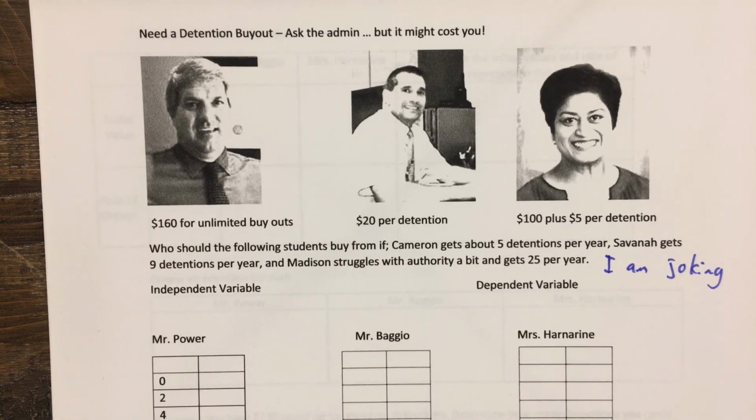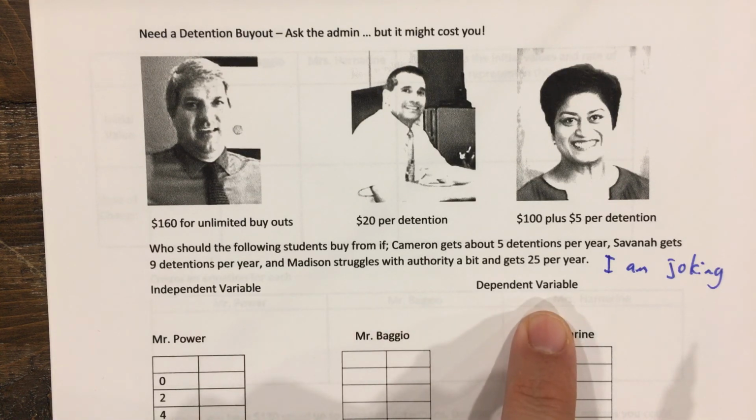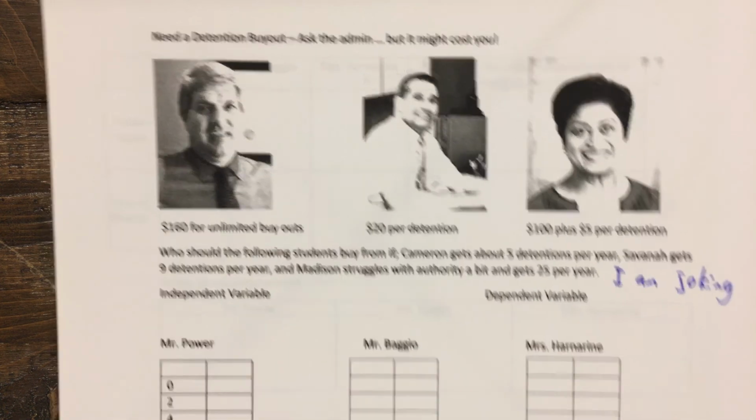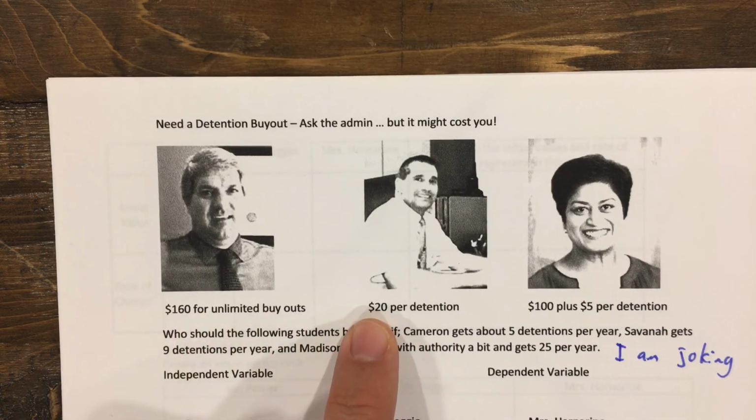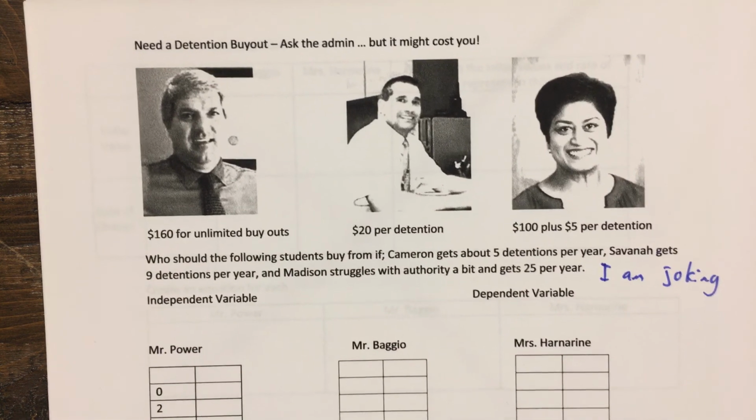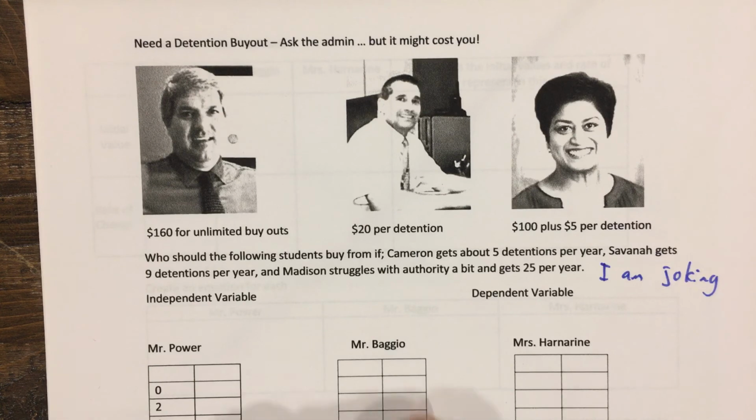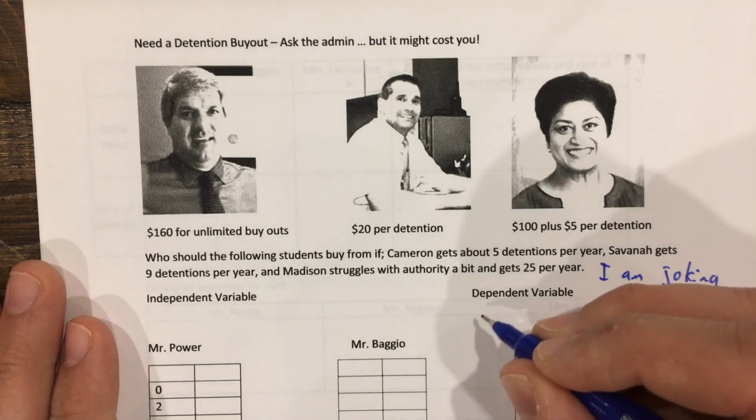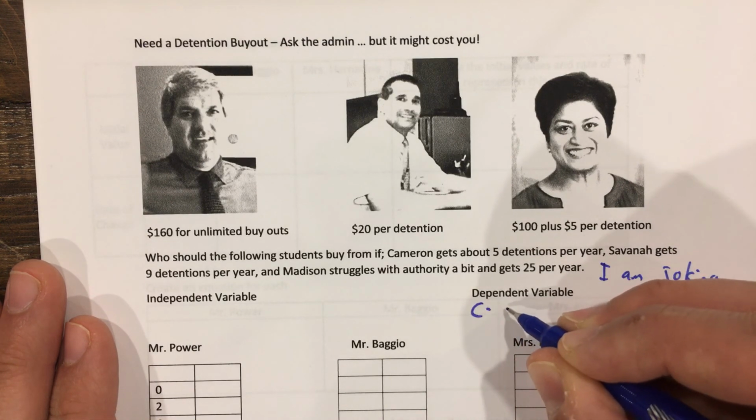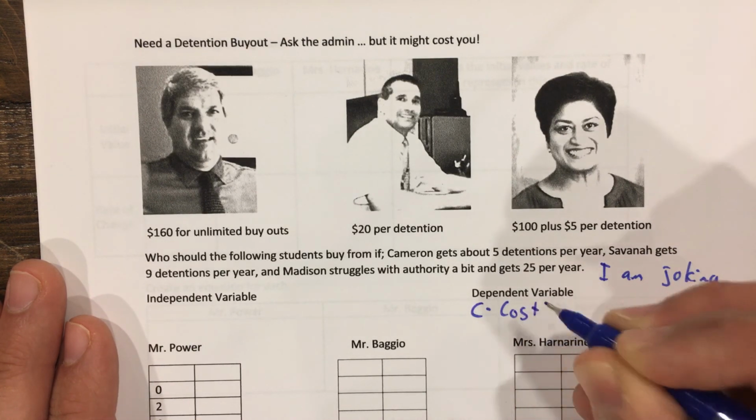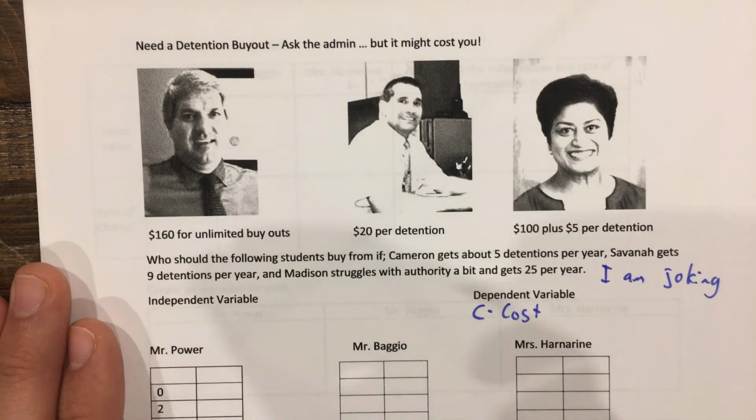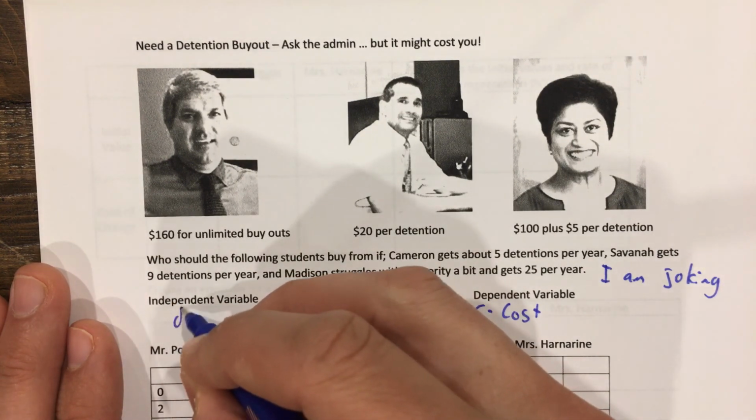Now let's take a look at the independent variable, okay, and the dependent variable. Well, let's first list our variables. Our variables here are the cost and the number of detentions. So we have two variables, the cost and the number of detentions, okay? Well, the cost depends on how many detentions you get. So the dependent would be the cost, and I'm going to put that as C, and the number of detentions, I'll call D, is the independent.